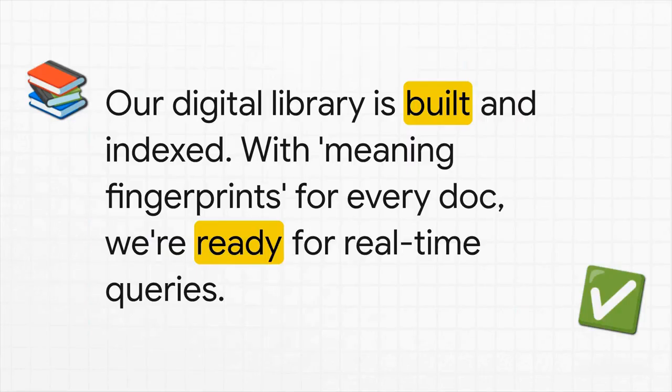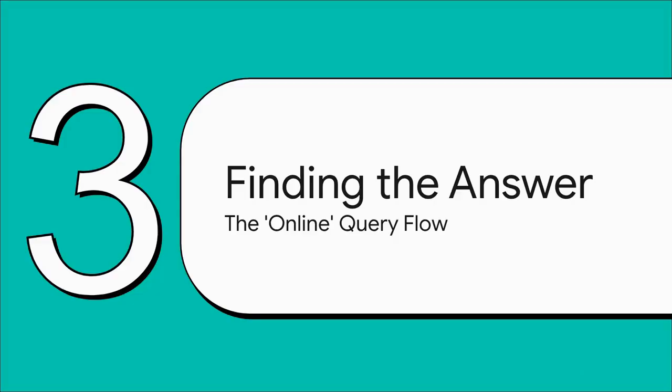And just like that, our offline work is done. Our digital library of company knowledge is officially built, all our documents have their unique meaning fingerprints, and everything is perfectly organized in our vector database. So now we're ready for the really fun part: answering questions in real time. Let's walk through the online flow. This is what happens the very instant an employee asks our new assistant a question. Something like, "Hey, what is our company policy on international travel?"